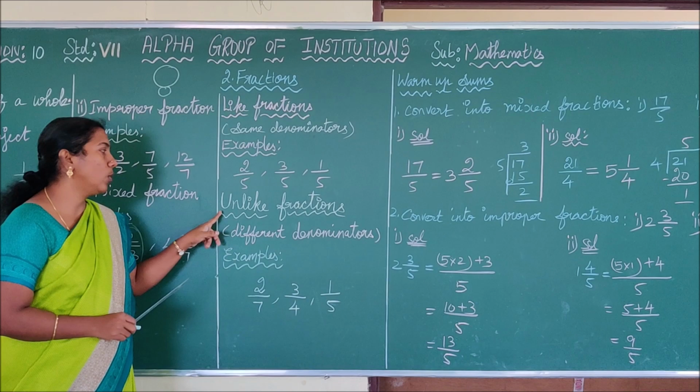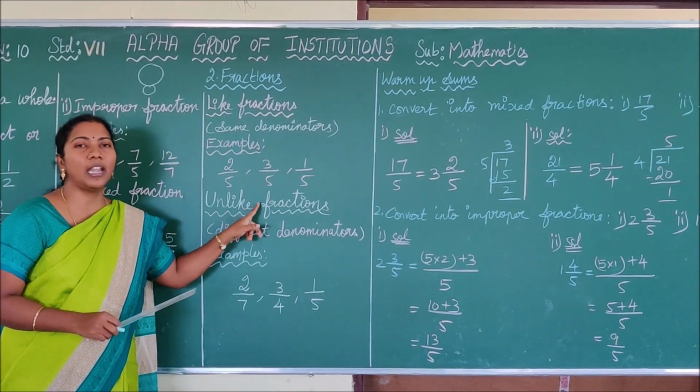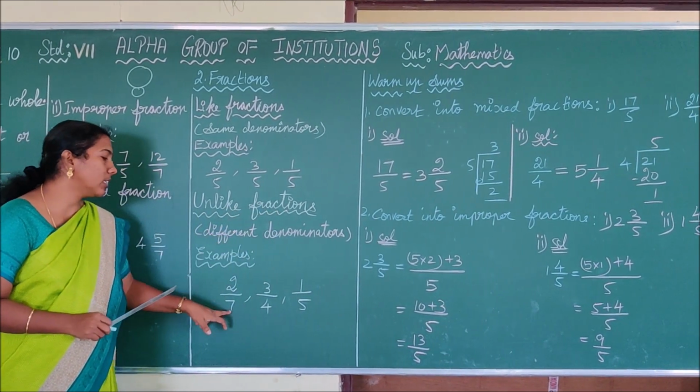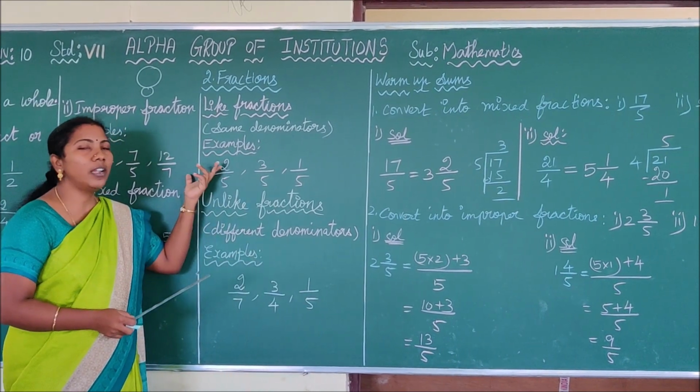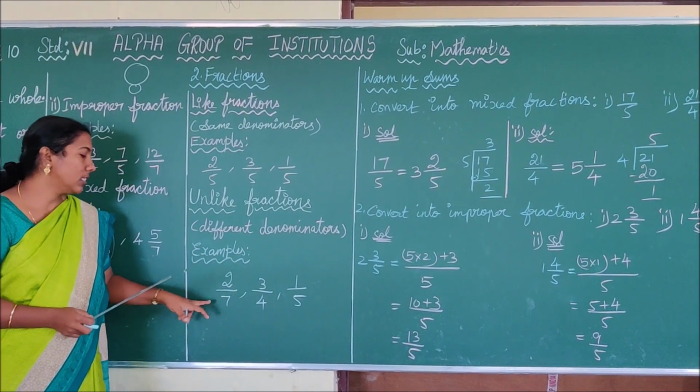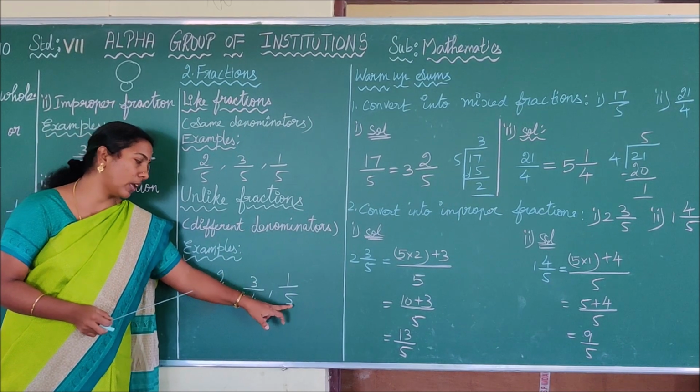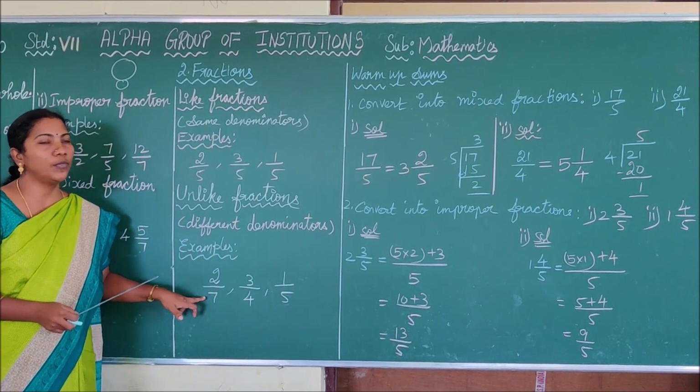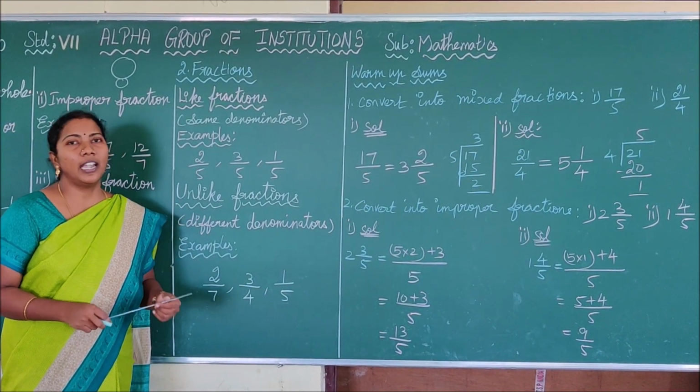See the next one, unlike fractions. What is meant by unlike fractions? When the denominators are different. If it is not like, it is said to be unlike. See here, 2 by 7, 3 by 4, 1 by 5. All the denominators are not the same. So we call these fractions unlike fractions.